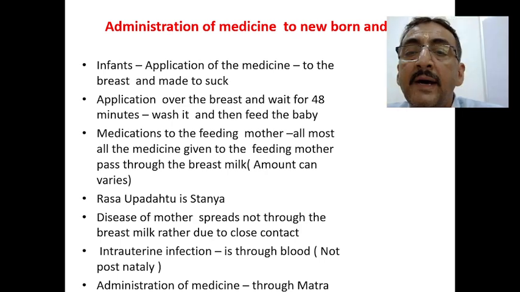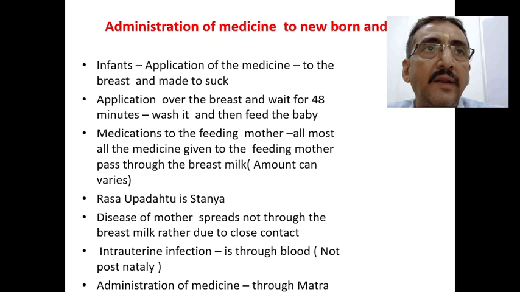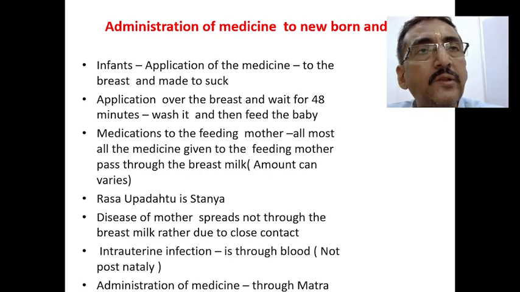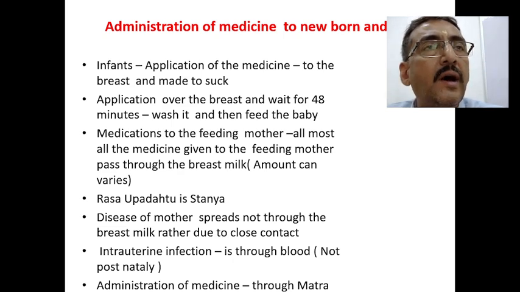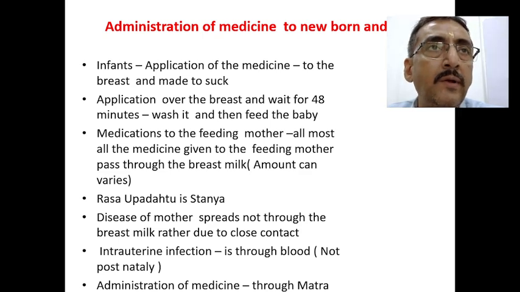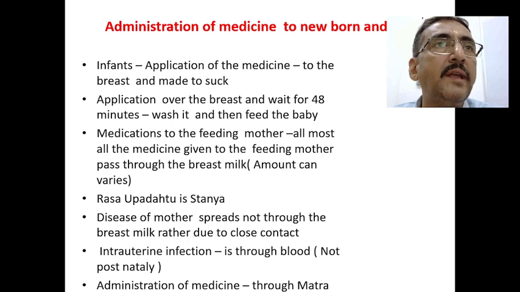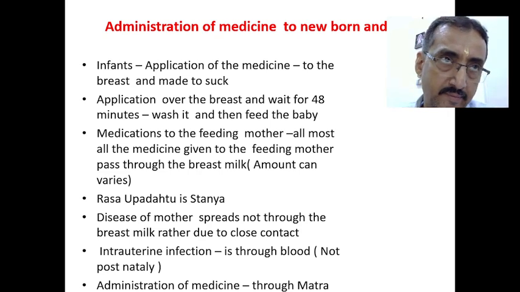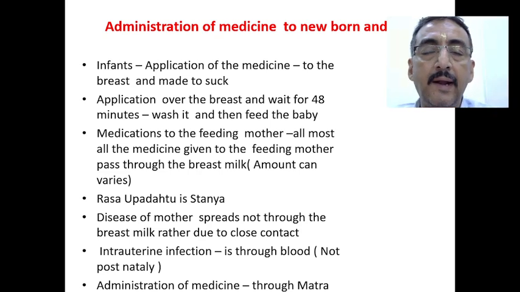Now, stanya is considered an upadhatu of rasa. That means stanya is the upadhatu of rasa. Whatever food you give will be converted into rasa dhatu. Ahara is converted into rasa dhatu. So the upadhatu of the rasa dhatu itself is stanya. Therefore, whatever the mother is taking definitely passes through the breast milk and enters the body of the baby.